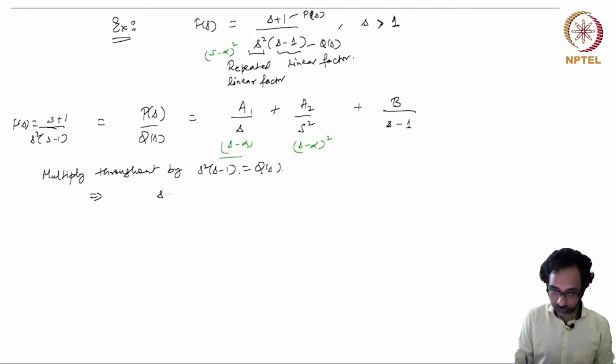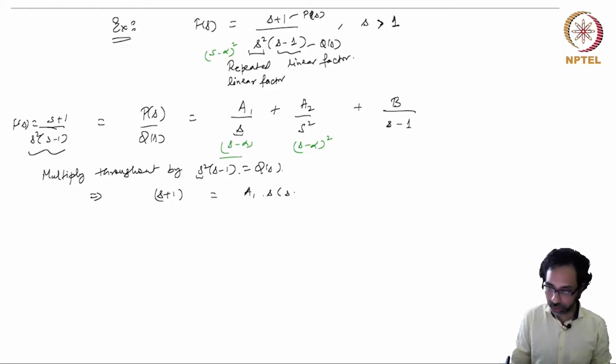So on the left hand side we have s plus 1 simply because Q(s) is our denominator here, and on the right hand side we have a1 times, so one of the s's will cancel out. Here we have an s squared and here we have an s in the denominator, so one of the s's cancels out and you get s times (s minus 1) multiplied by a1, and on the second term you will simply get (s minus 1) because we have s squared in the denominator and numerator, and the third term will be b times s squared.